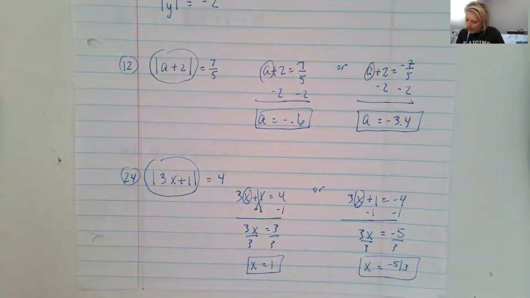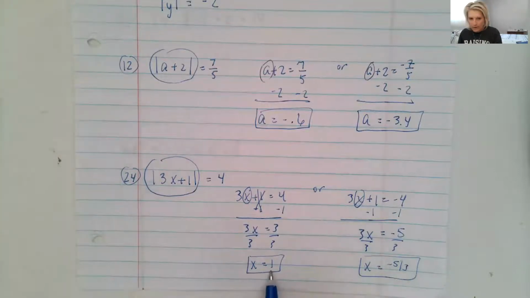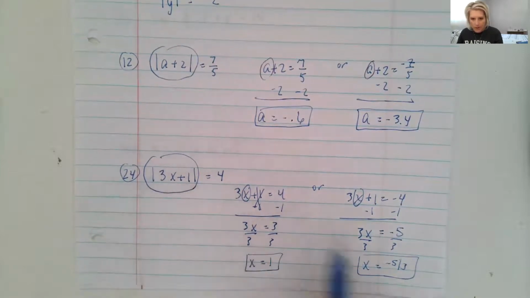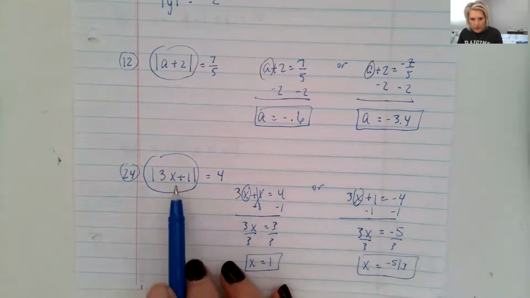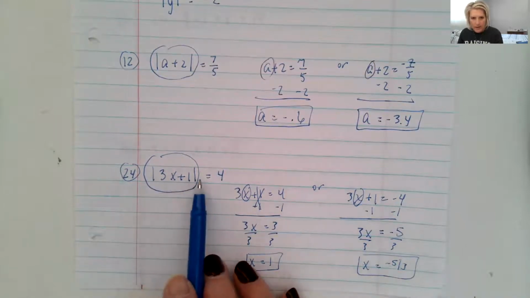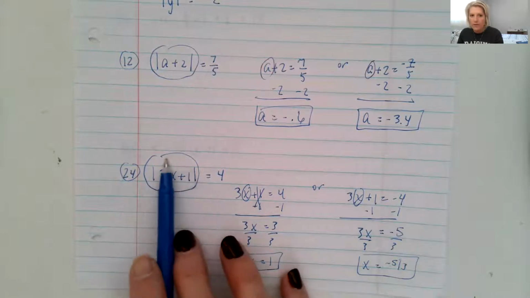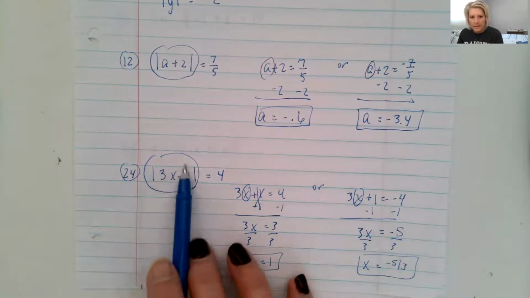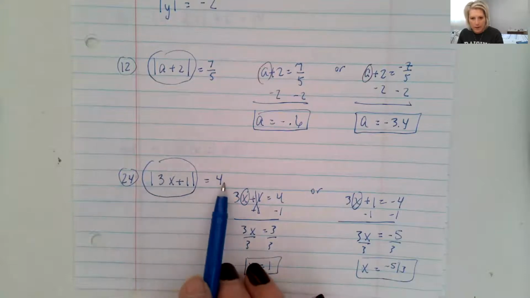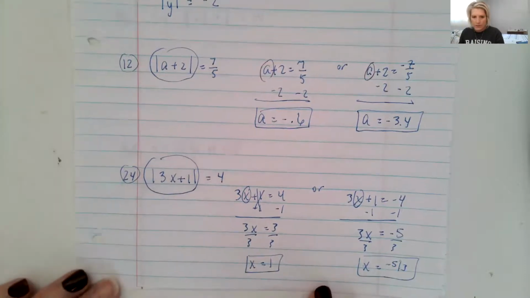So we can always check to be sure that this works. If you put in 1 for x, you'll get 3 times 1 is 3 plus 1 is 4. If we put in a negative 5/3 for x, the 3's cancel out. We'll get a negative 5 plus 1 is a negative 4. And then when we evaluate the absolute value, we get a positive 4. So those are both solutions.